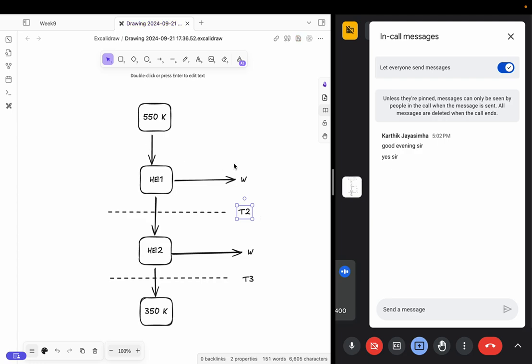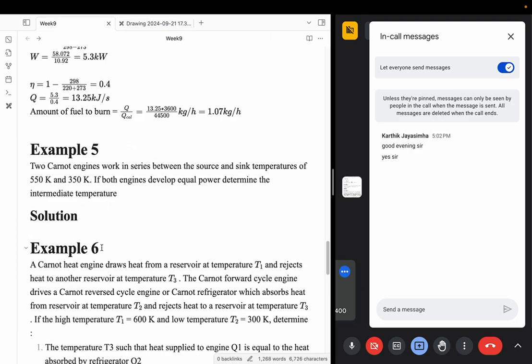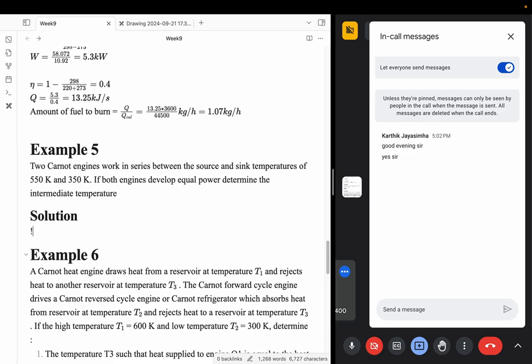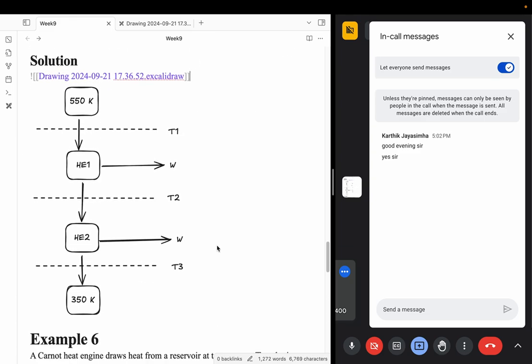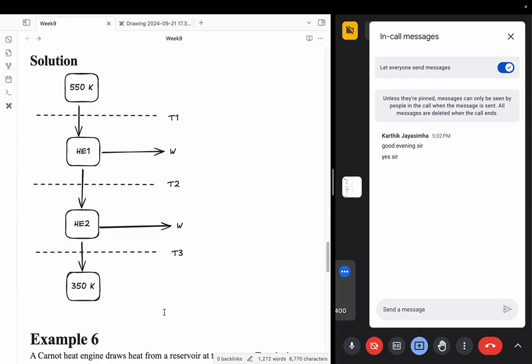T1 is given. T1 is equal to 550 Kelvin and T3 is 350 Kelvin. What should be the intermediate temperature here so that W will be the same for both of them? Maybe it can take a couple of minutes to solve.